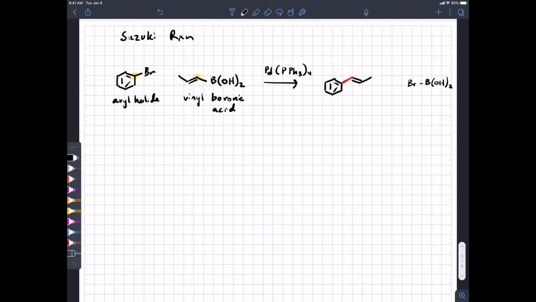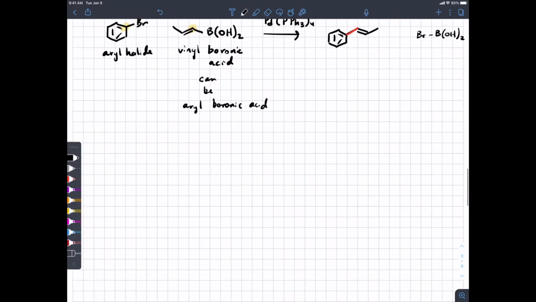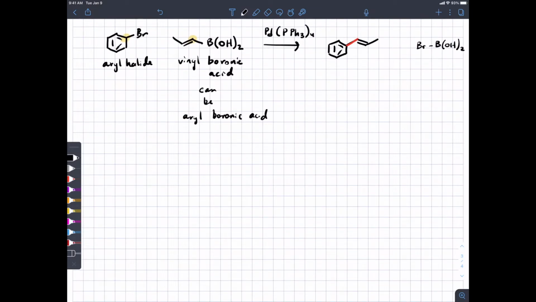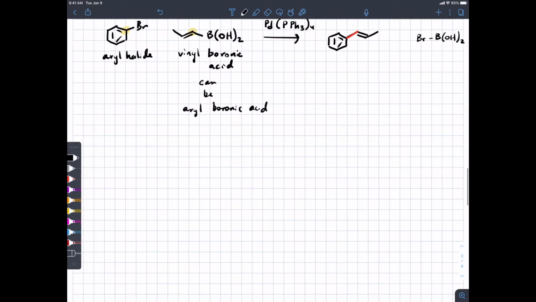Before we talk about the catalytic cycle, it might be a good idea to just get a sense for the substrate specificity. I believe in the Suzuki reaction, the bromide part has to be aryl, and the boronic acid part can be vinyl or it can be aryl as well. Okay, so maybe let's show you the catalysis. And what people do typically is they'll draw out a catalytic cycle that shows all of the changes that are happening.